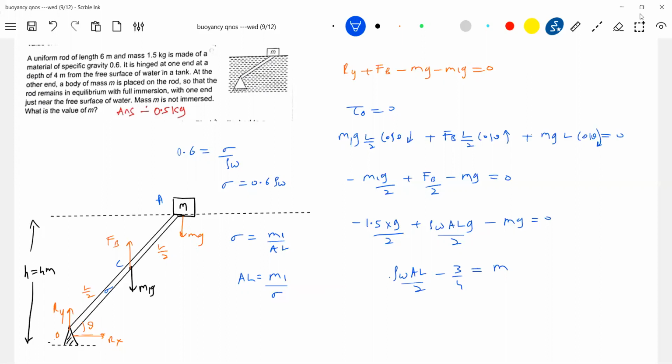What is further? Sigma you can write as 0.6 rho W. M1 we know. So A L into rho W, what can you write it as? Substitute that, m1 by 0.6. See, these are some small observations which you have to make. So the value of m1 we know is 1.5. Substitute that and solve, and you get the mass of the particular block.